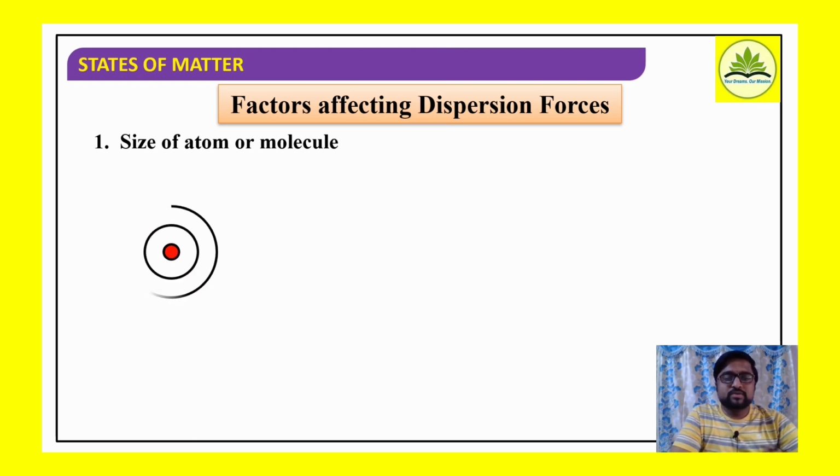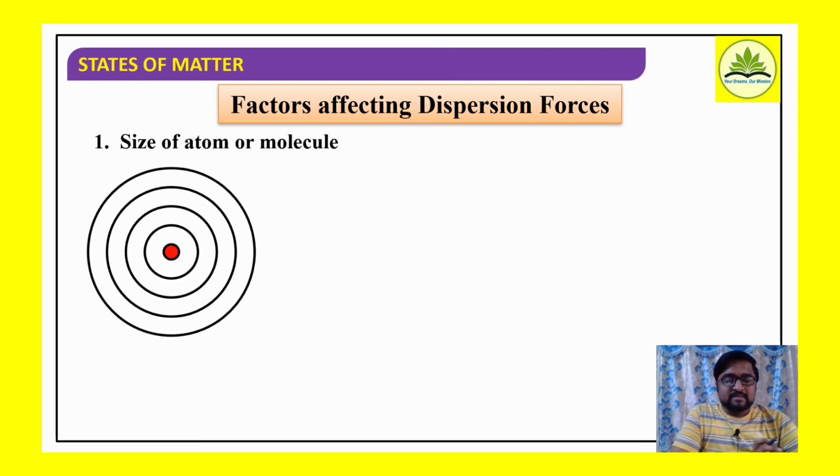Now, how is it going to affect? The size of an atom or a molecule is nothing but the distance between the center of the nucleus and the outermost shell. Here the nucleus is present at the center, and the outermost shell is the valence shell. The distance between the center of the nucleus and the outermost shell of an atom or molecule is referred to as its size.